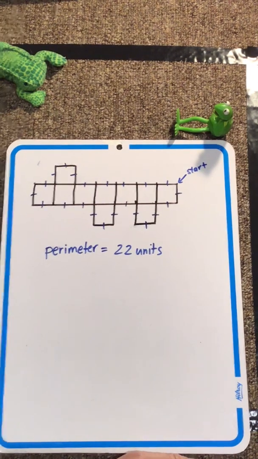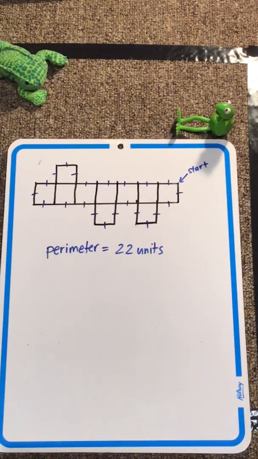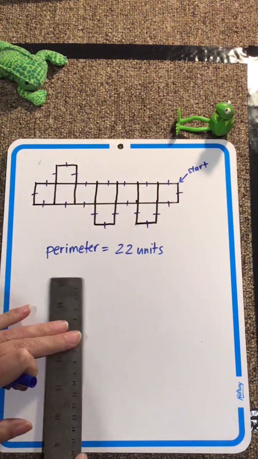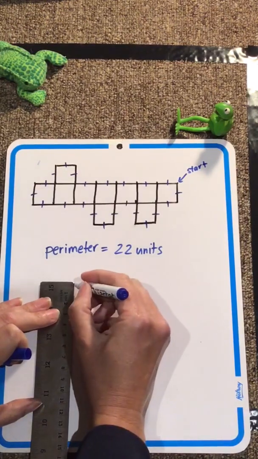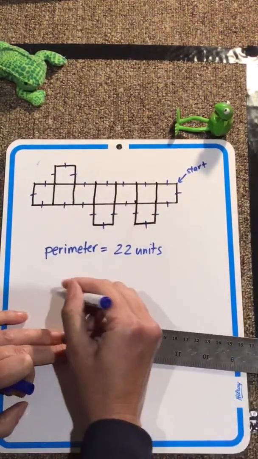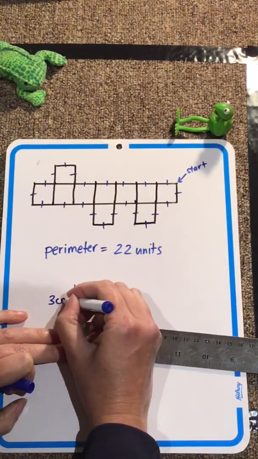Okay. So I could also measure using a ruler. All right, so this side of the box, that was 3 centimeters.